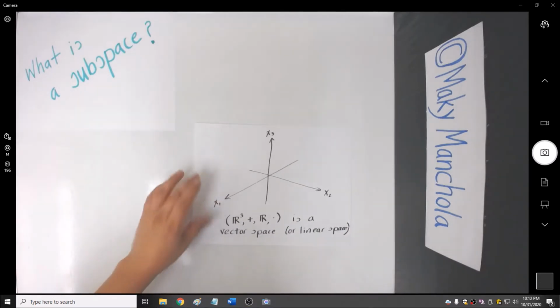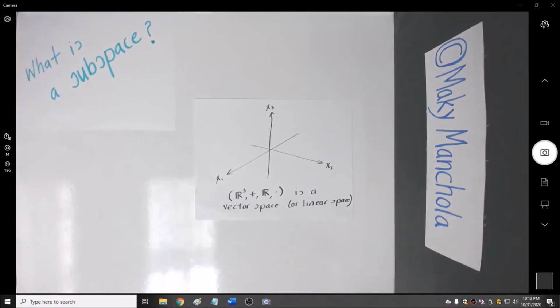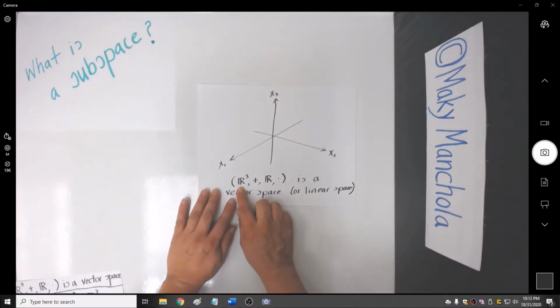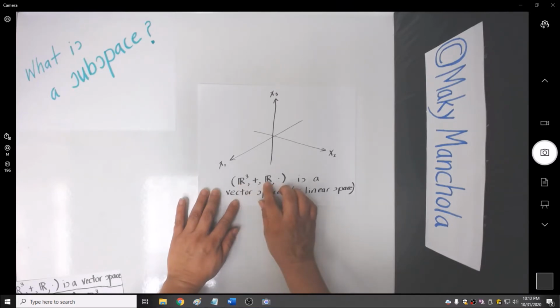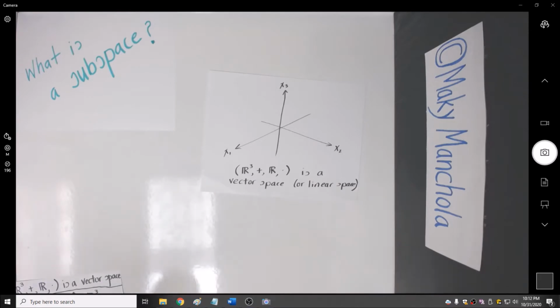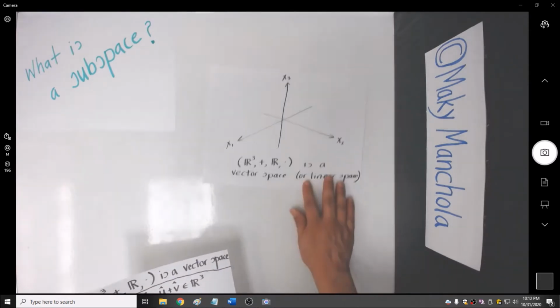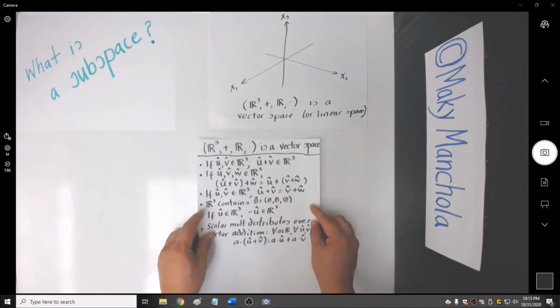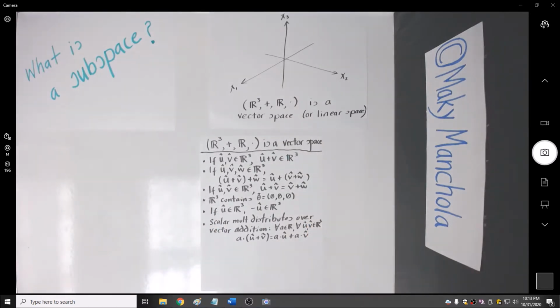Let's take a look at R3. The structure consisting of R3, addition of elements in R3, and real numbers as scalars in scalar multiplication of elements in R3 by real constants, we know that happens to be a vector space or linear space. That is, we know that the structure R3 plus R scalar multiplication has the properties of a vector space.